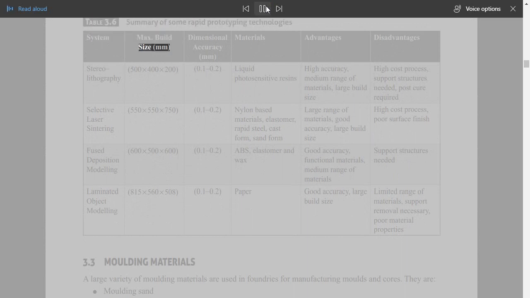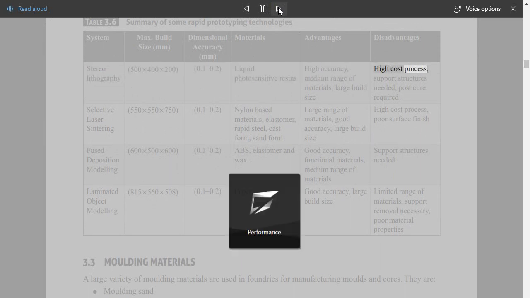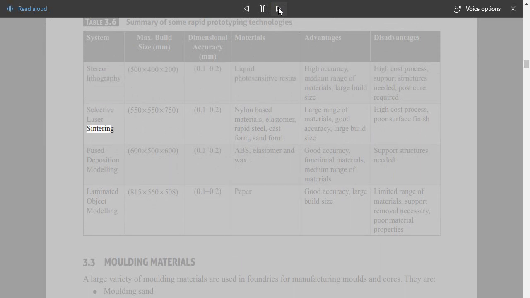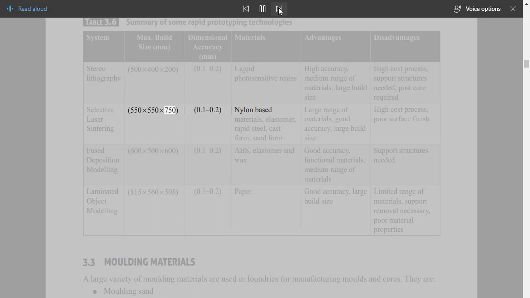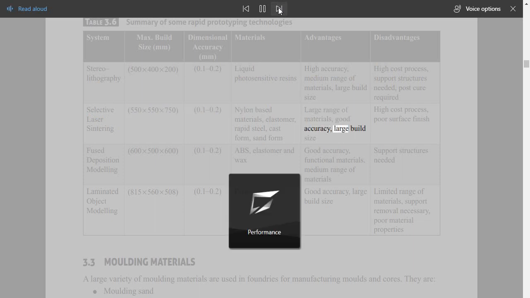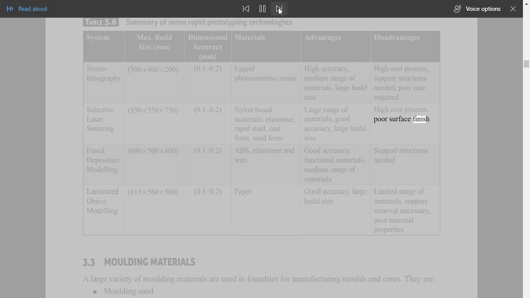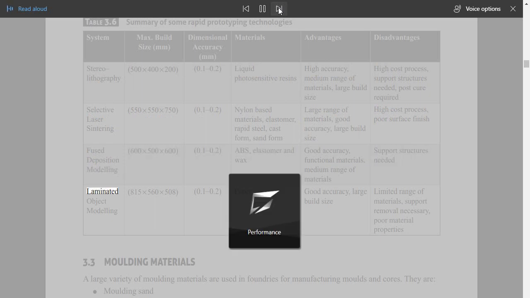System, maximum build size, mm, dimensional accuracy, mm, materials, advantages, disadvantages. Stereolithography: high cost process, support. Selective laser sintering: large range of materials, good accuracy, large build size; high cost process, poor surface finish. Fused deposition modeling: support structures needed. Laminated object modeling.